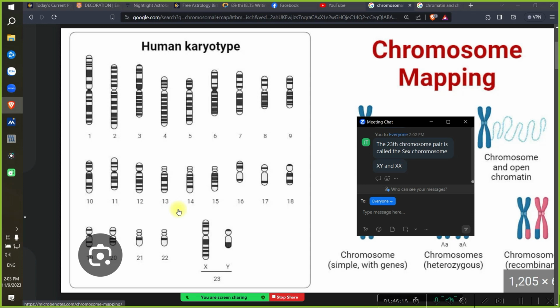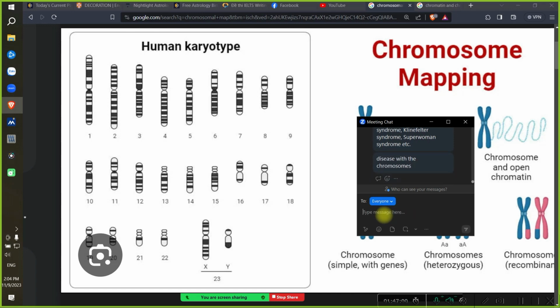And maybe sometimes think about diseases, such as Down syndrome, Turner syndrome, Klinefelter syndrome, and superwoman syndrome, and something like that. Think about genetic diseases involving the chromosomes.